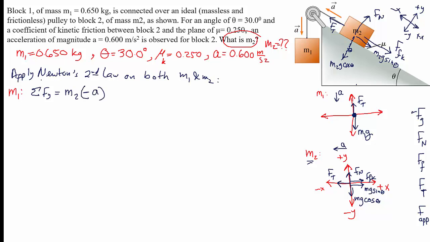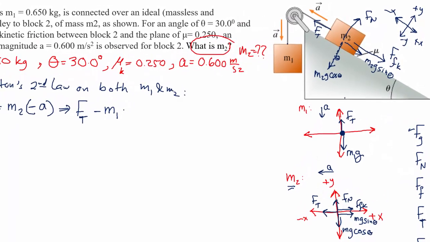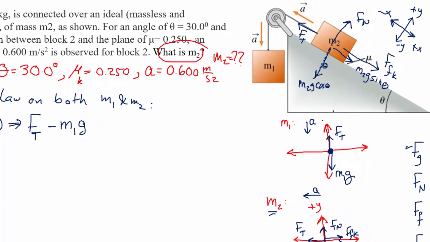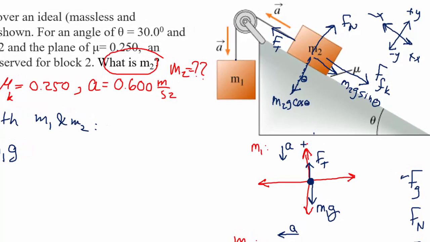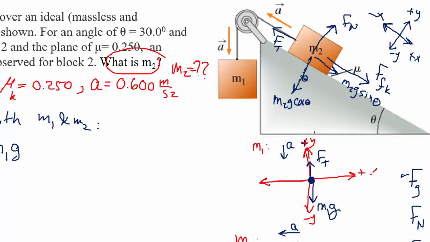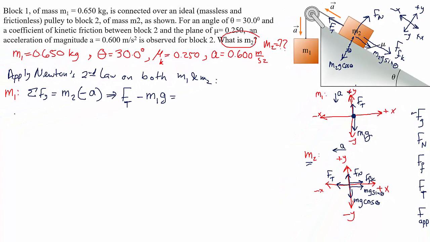So now we replace the sum of the forces in the y direction by the two forces, which are the tension and M1g. It's the force of tension minus M1g, and we need to be really careful with the signs. If we assign a certain direction to be positive, then the opposite direction should be negative. And here this is positive y, this is negative y, this is positive x, and this is negative x. So this is the left-hand side of Newton's second law.